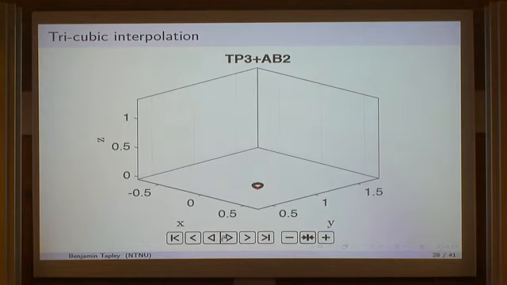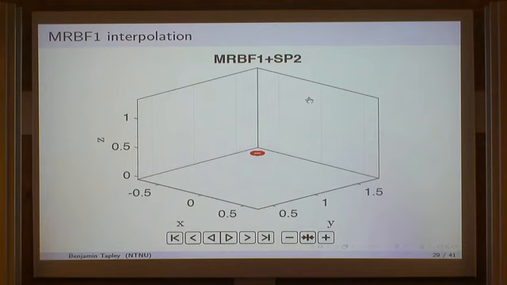So this is MRBF1. Again, linear interpolation kind of uses this cube of data points. That's what I've called TP1. And then TP2 uses a slightly bigger one, and the same again for TP3. And then I've also called this MRBF1 as well, and this is MRBF2 and so on.